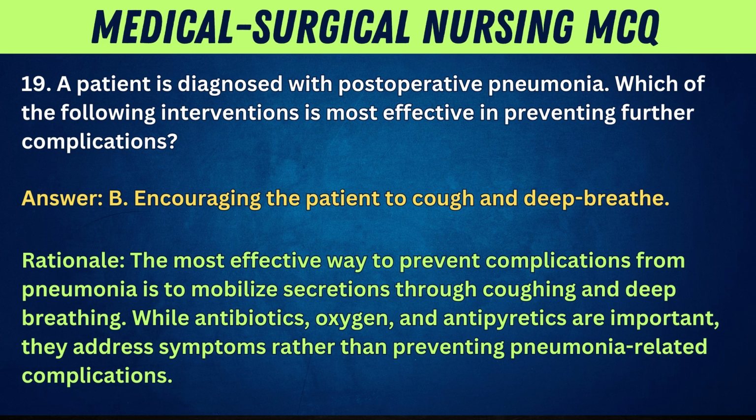Rationale: the most effective way to prevent complications from pneumonia is to mobilize secretions through coughing and deep breathing. While antibiotics, oxygen, and antipyretics are important, they address symptoms rather than preventing pneumonia-related complications.